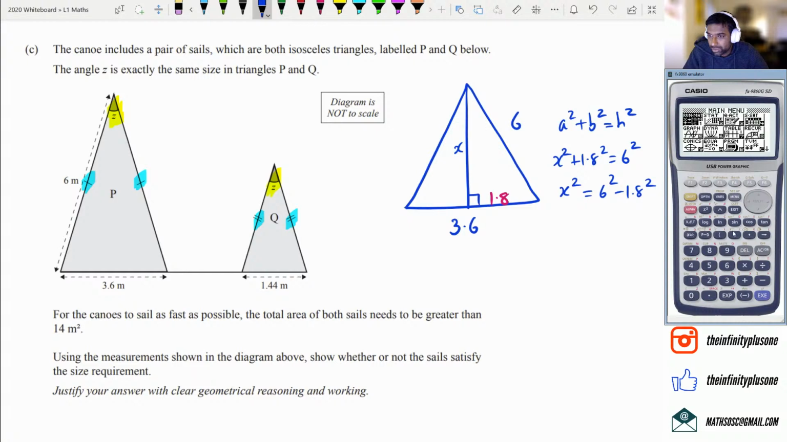The biggest thing people forget to do is, once they do this, they forget to take the square root. So you want to put a square root sign straight away and put everything in the brackets after that. So you've got the square root of 6 squared minus 1.8 squared. That gives me a height of 5.72. Just doing this right here is going to get you an achieved grade to start off with.